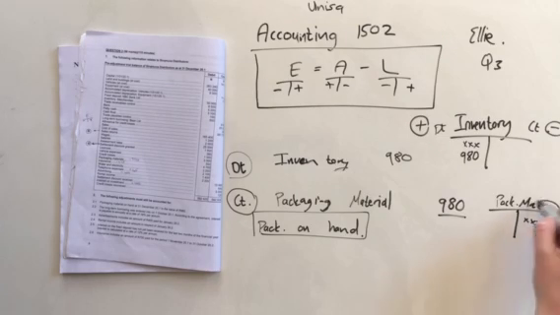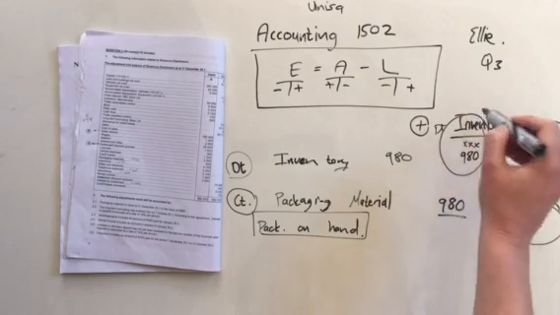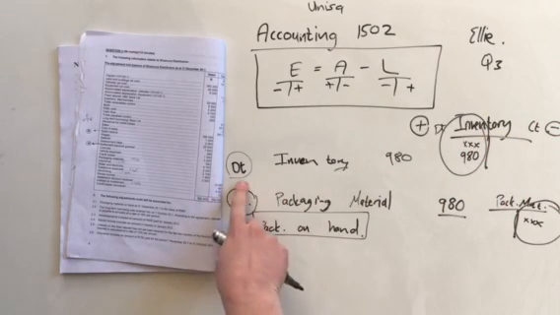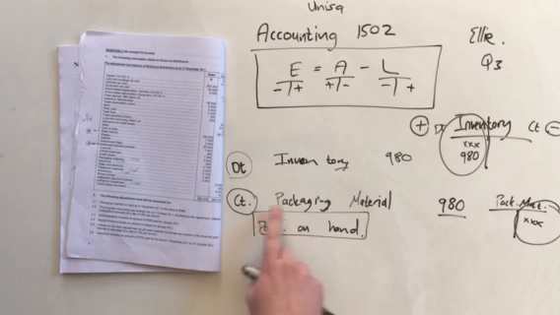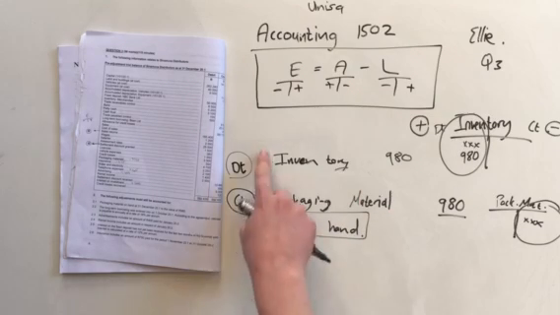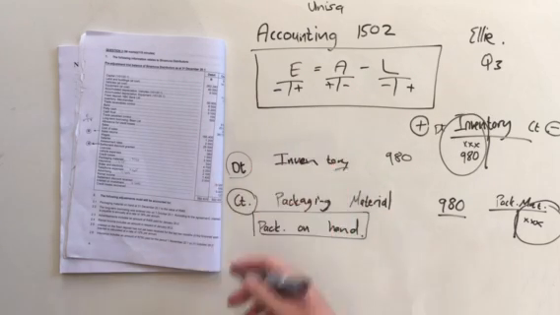So my credit account was here and my debit account was here, which is what I wrote. Debit, inventory, credit, packaging. This is just another way to write it. It's called the journal entry. It's just another way to write it.